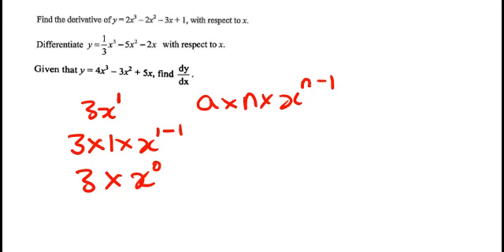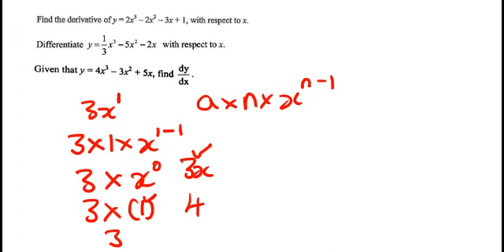Remember, any number or letter to the power 0 is just 1, so which simply means that x to the power 0 is the same as 1. So here we are going to have a 1. 1 multiplied by 1 is 3, which simply means that when you're having something like 3x, you just get a 3. When you're having something like 4x, you just get a 4. When you're having something like 20x, you just get a 20.